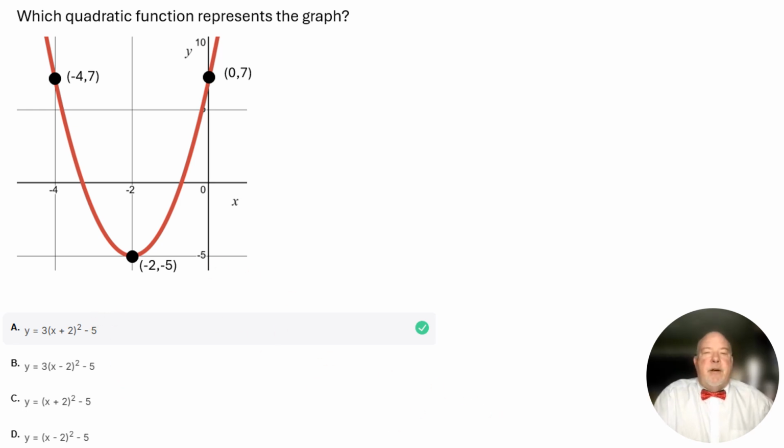And as a reminder, if you don't remember what vertex form looks like, it looks like this: y equals a times (x minus h) squared plus k. All right, so that's vertex form. So to write the equation, I need three things. I need to know the value of a, the value of h, and the value of k.